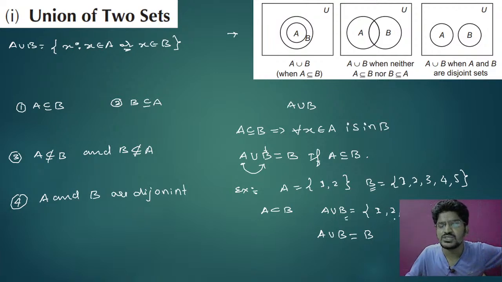So A union B is 1, 2, 3, 4, 5. B is 1, 2, 3, 4, 5. Therefore, A union B is going to be equal to B. Hence, you can conclude this result. Okay, that is what we were discussing.